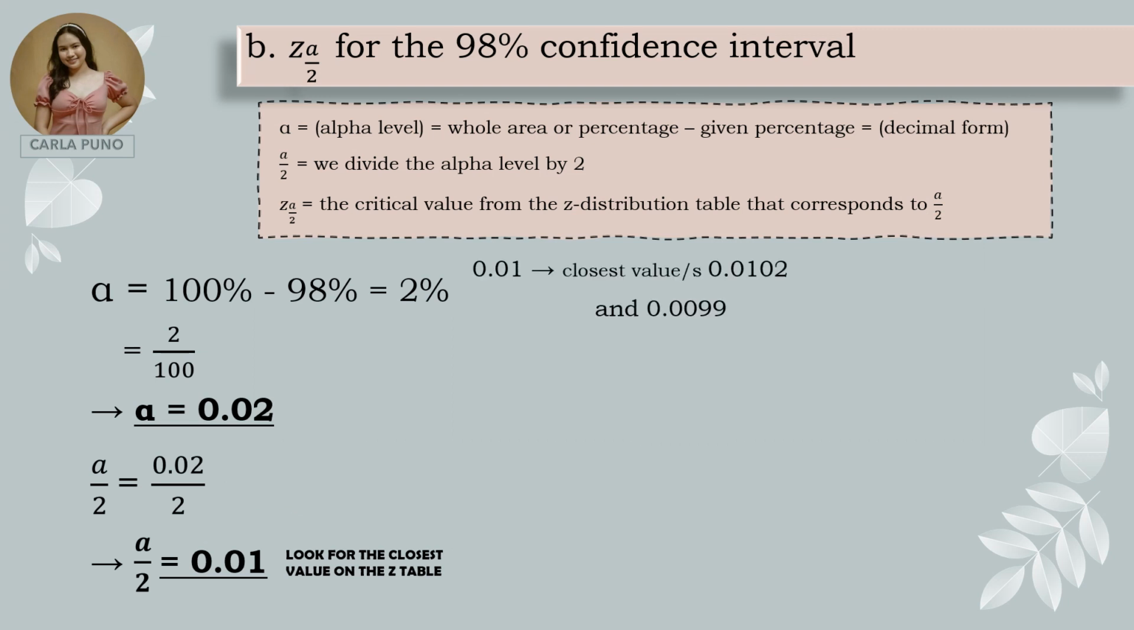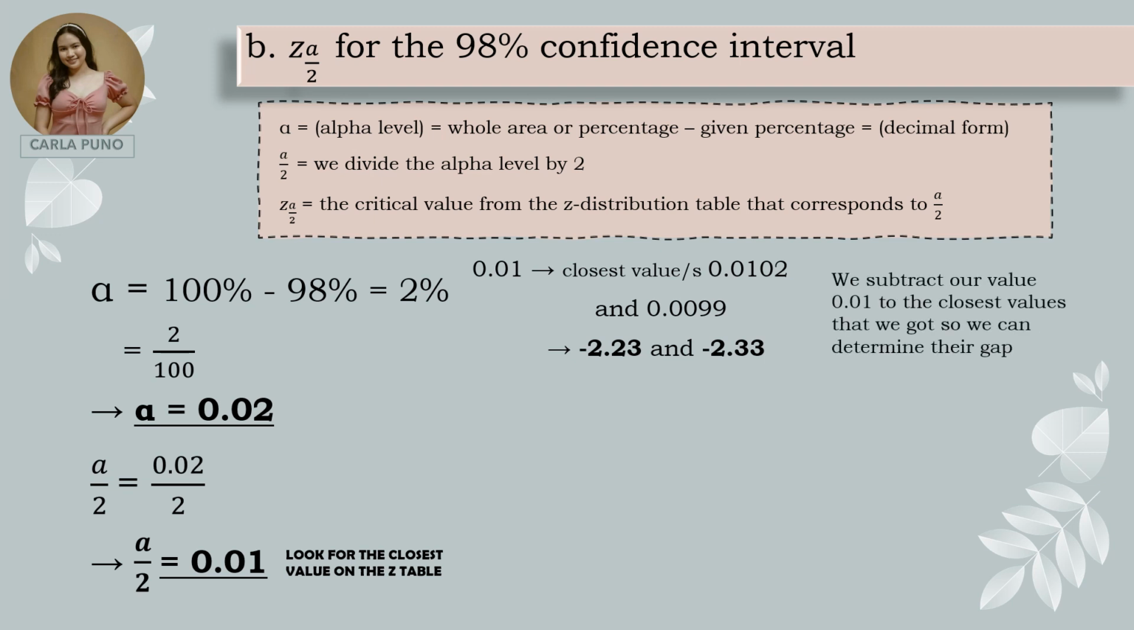Based on our table, our value 0.01 has two closest values. We have 0.0102 and 0.0099, and their corresponding values are negative 2.32 and negative 2.33. We subtract our value 0.01 from the closest values that we got so we can determine their gap.